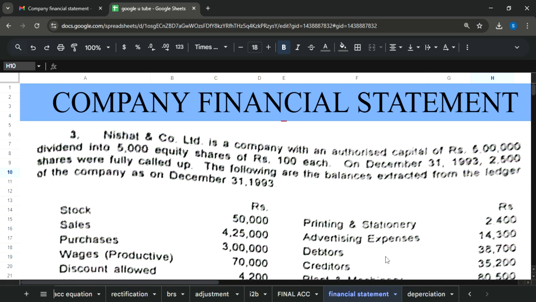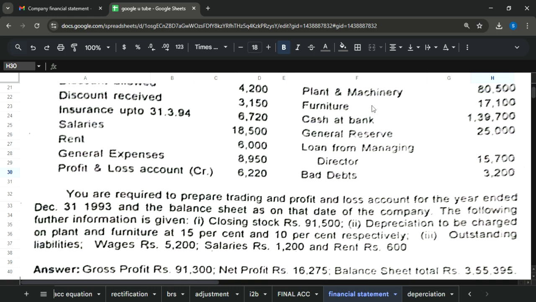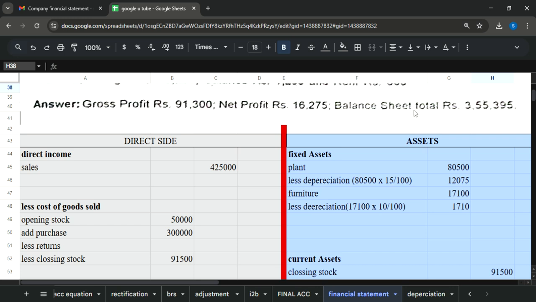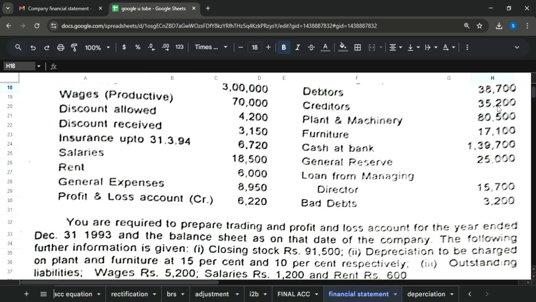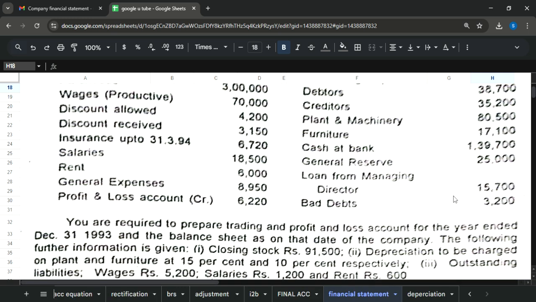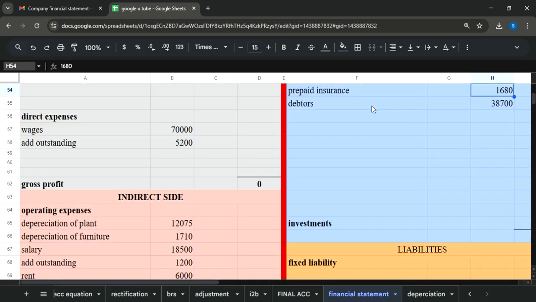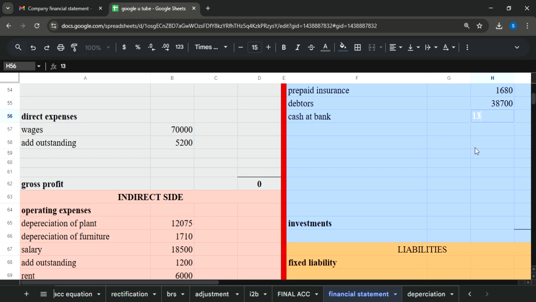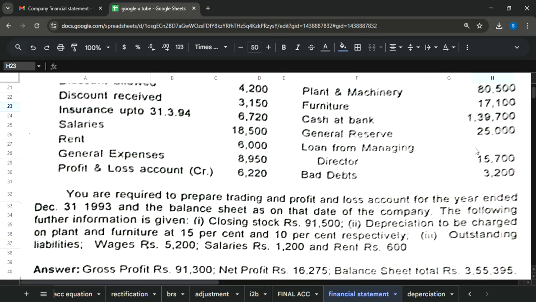So we are done with creditors, and after that we have plant and machinery. This was already written, 80,500 and 80,500. Furniture was also written, 17,100. Then we have cash at bank. This is your current asset. We will mention cash at bank. Amount of cash at bank is 139700. So cash at bank has been done.